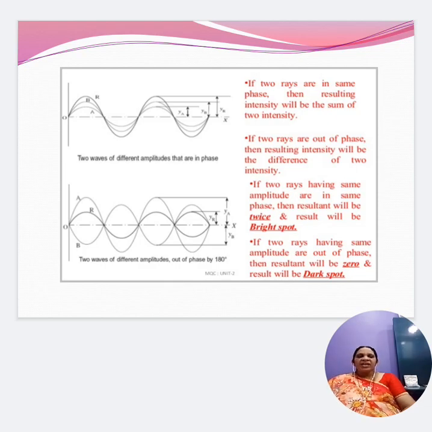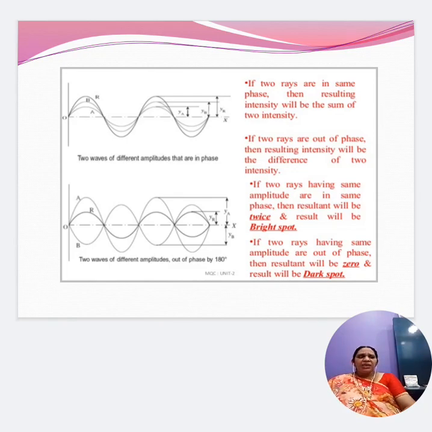If two rays having the same amplitude are in phase, then the resultant will be twice that of the original wave, and it results in a bright spot. If their amplitudes are the same, the two waves are added up together and you get twice the intensity of the original light, and you will have a bright spot.